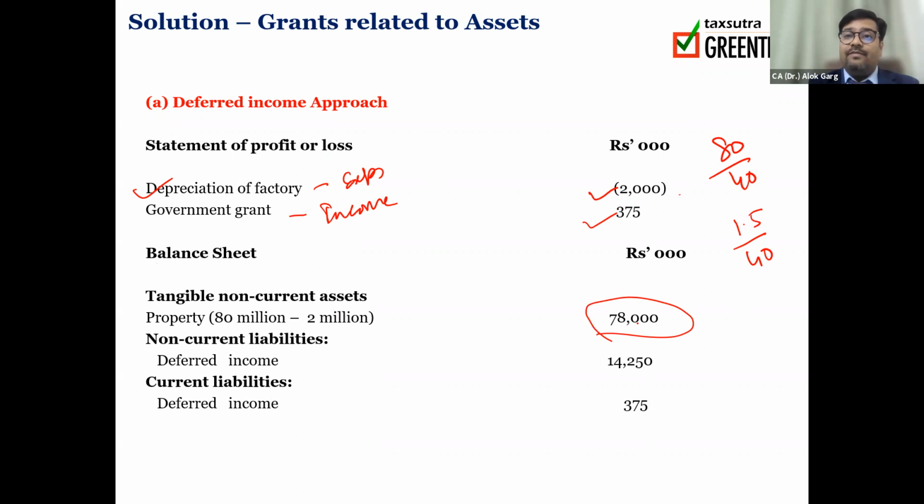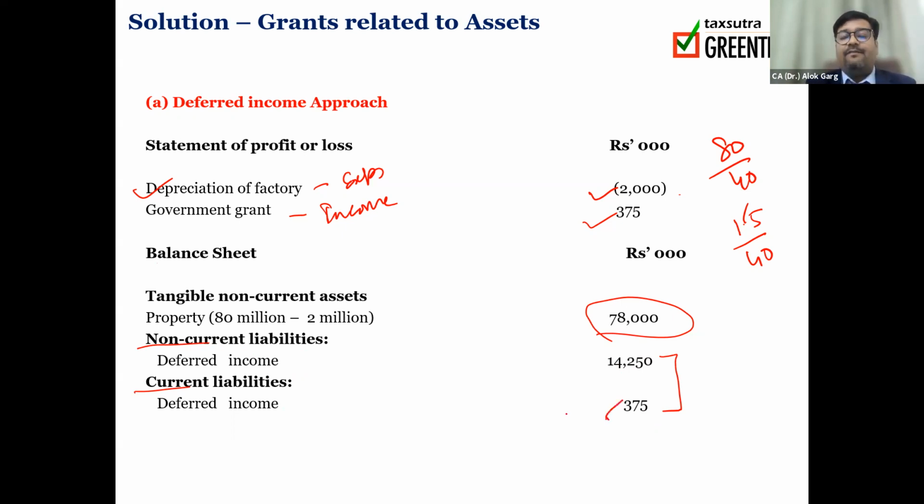And what will be the value of the deferred income? Which is 15 million, 1.5 crore, minus 375,000. So this will come out as 14.625 million. Sir, what is this? Next year, 375,000 is also going to be amortized as other income. That is why this deferred income has to be bifurcated into non-current and current. Every year, 375,000 is going to be amortized and shown as other income.